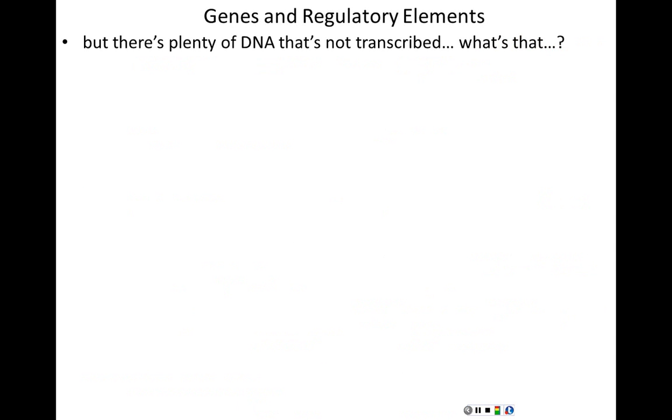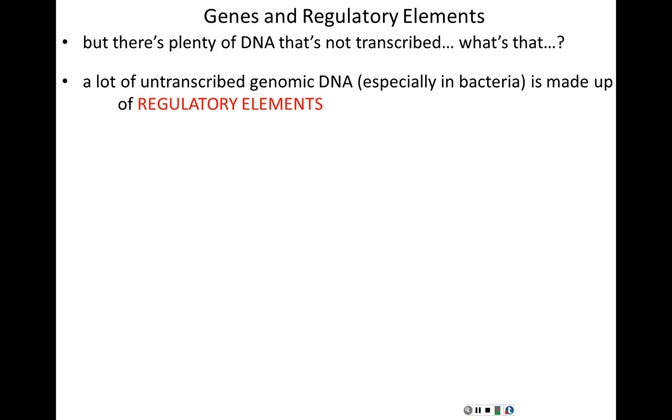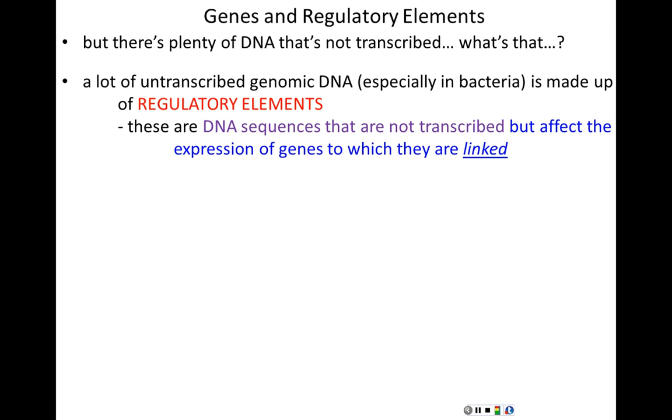Now there's plenty of DNA in any living cell, even in E. coli, that's not transcribed. If the definition of a gene that we are now using is a transcribed DNA region, what is this DNA that is untranscribed? Well, lots of the untranscribed genomic DNA, especially in bacteria, is made up of regulatory elements, different than regulatory genes. So regulatory elements are DNA sequences that are not transcribed, but instead somehow affect and regulate the expression of the genes to which they are linked.